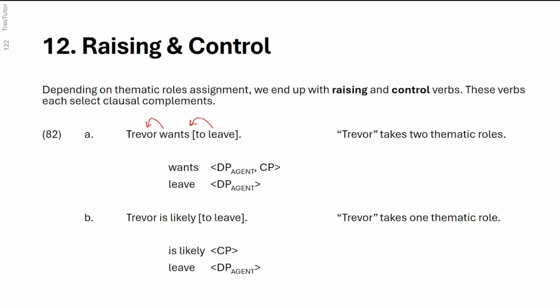But if we compare it with Trevor is likely to leave, is likely doesn't take an agent. It doesn't have any role for its subject, but Trevor is definitely the leaver.